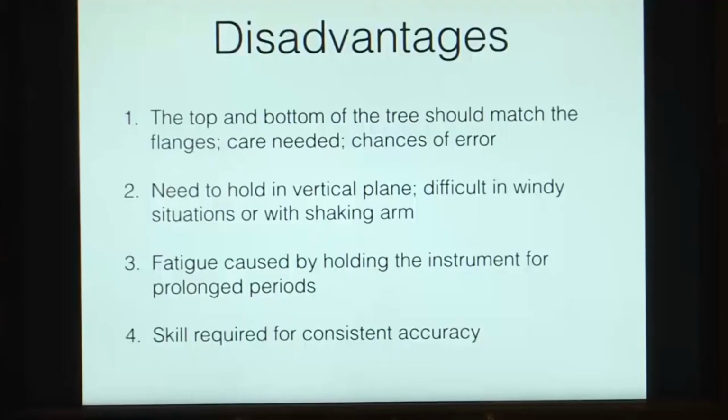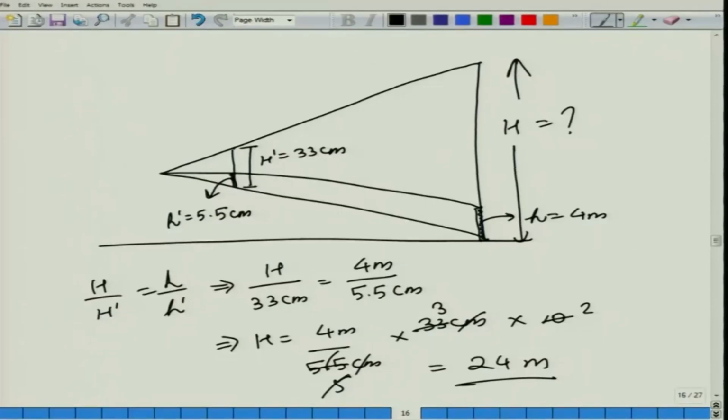Now the disadvantages of using a hypsometer are these. The top and bottom of the tree should match the flanges, as we saw in the diagram. So if we move back to the tablet, the top and the bottom of your hypsometer, this is the top, this is the bottom, it should match the tops and bottoms of the tree. So you need to have some care while using this device, and both of these need to match exactly, otherwise you will have some errors.